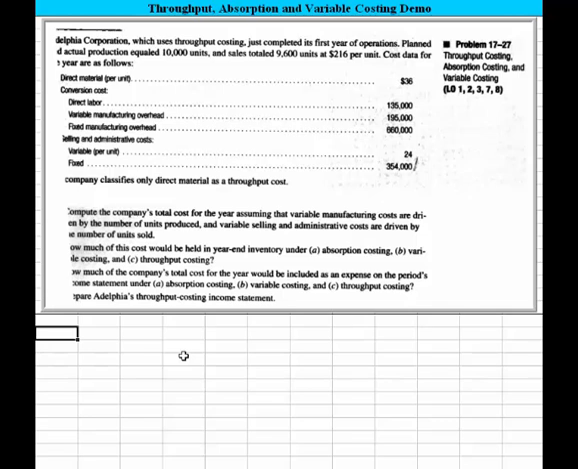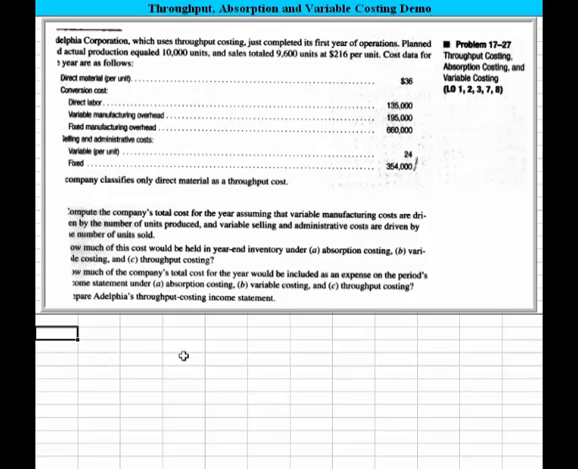Hi everyone. Let's work through problem 17-27 that appears in front of you. This is a demonstration of throughput, absorption, and variable costing. The problem isn't a very good screen copy, but it's the best I could get. Adelphia Corporation uses throughput costing, just completed its first year of operations.